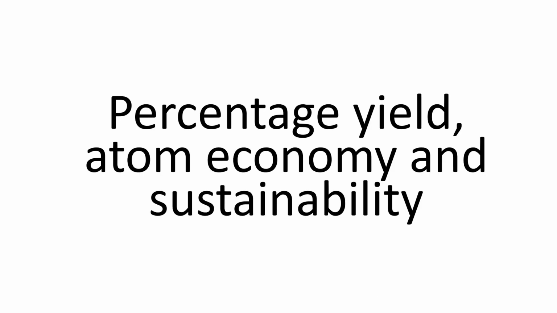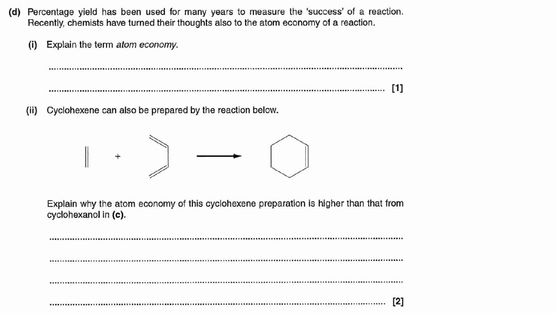The next part of the question looks at percentage yield, but also atom economy and some sustainability. So the term atom economy is simply defined by explaining it or putting it as an expression like that. So the MR of the desired product over the total MR of all products in brackets times 100 will be sufficient. And it says cyclohexene can also be prepared by the reaction below. So you can see in this reaction there are no side products. They want you to explain why the atom economy of this cyclohexene preparation is higher than that from before in C.